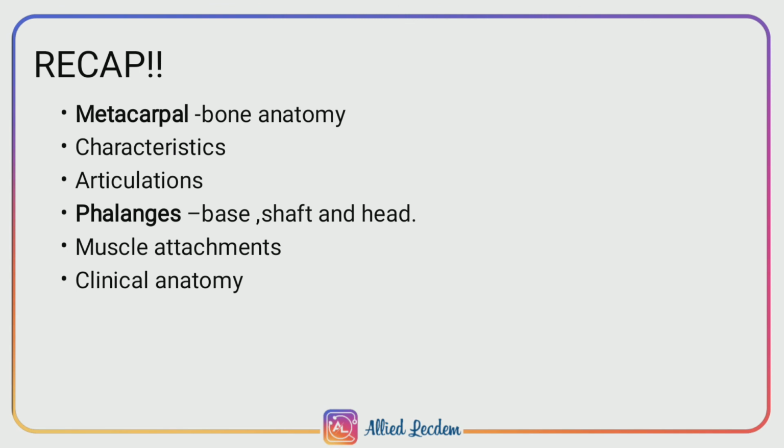Next, in clinical anatomy, we saw about fracture. Next are phalanges. There are 14 phalanges in each hand, and they consist of base, shaft and head. Articulations are brought by the metacarpophalangeal joint, and proximal and distal interphalangeal joints. The muscle attachments like flexor digitorum profundus, superficialis, extensor indicis, extensor digiti minimi and interossei muscles. Blood supply is by the superficial palmar arch, and the clinical anatomy of the phalanges bone is also a fracture.